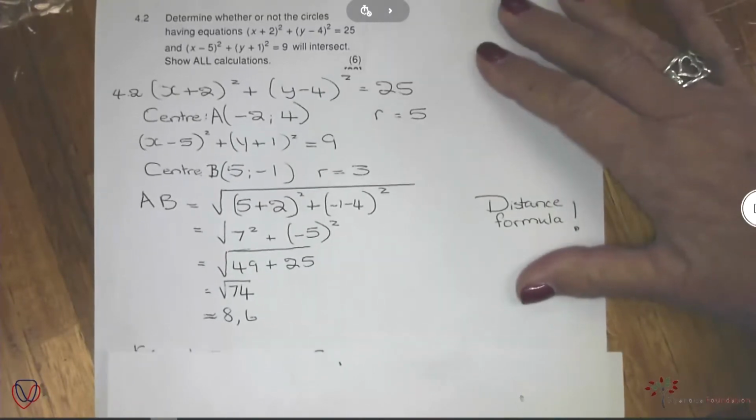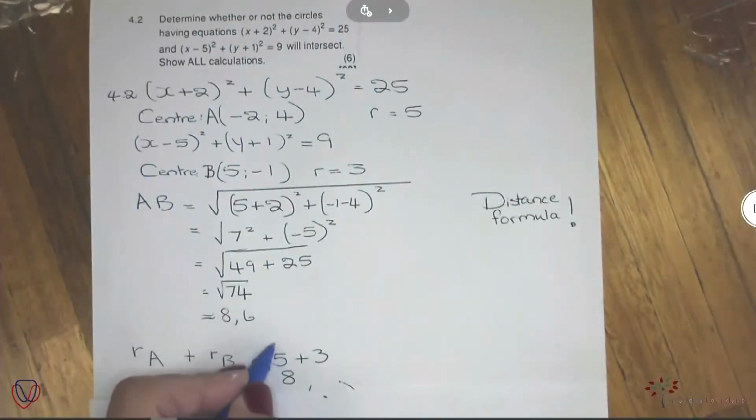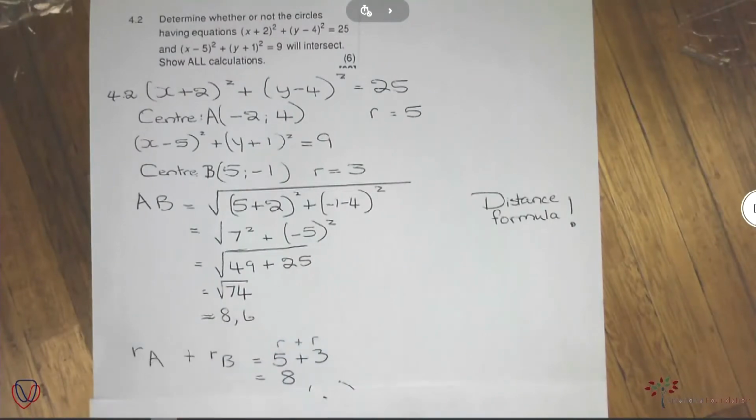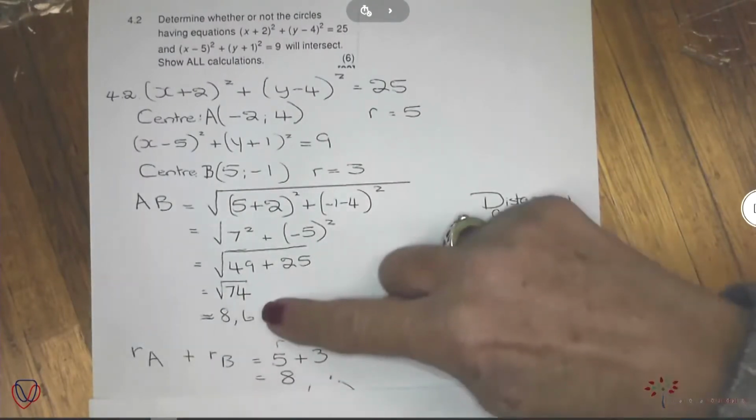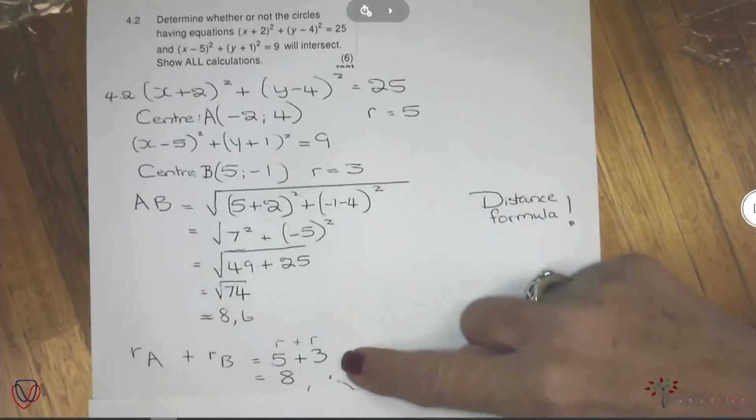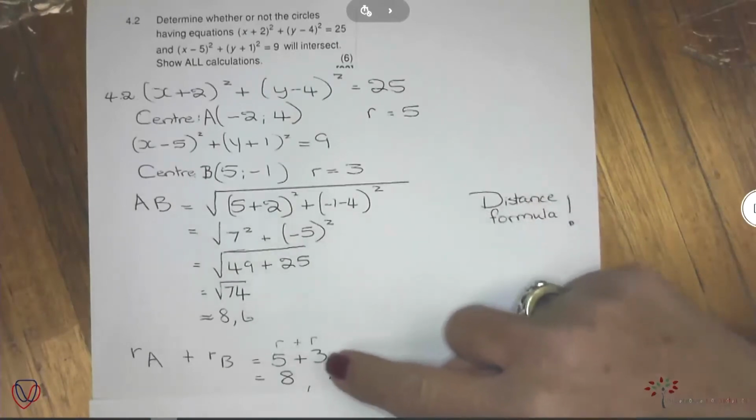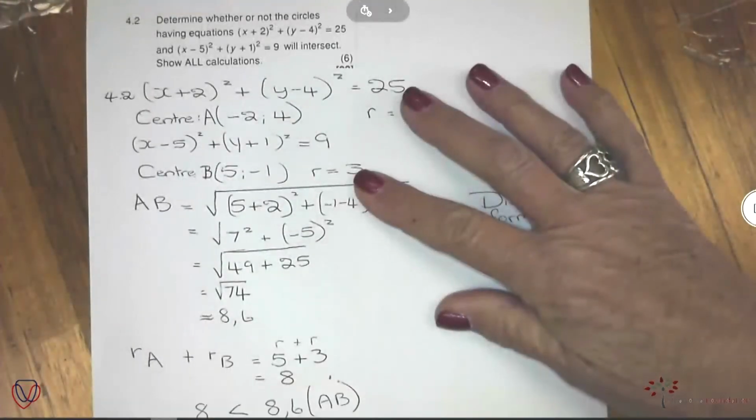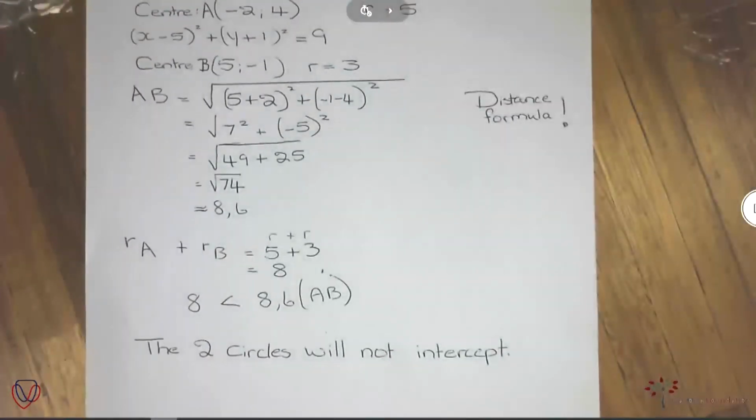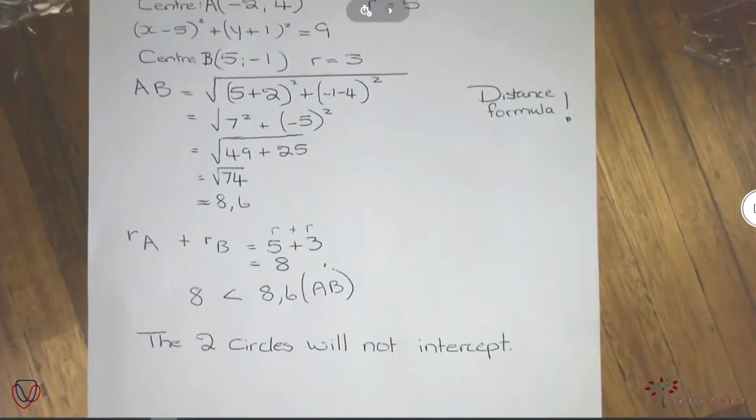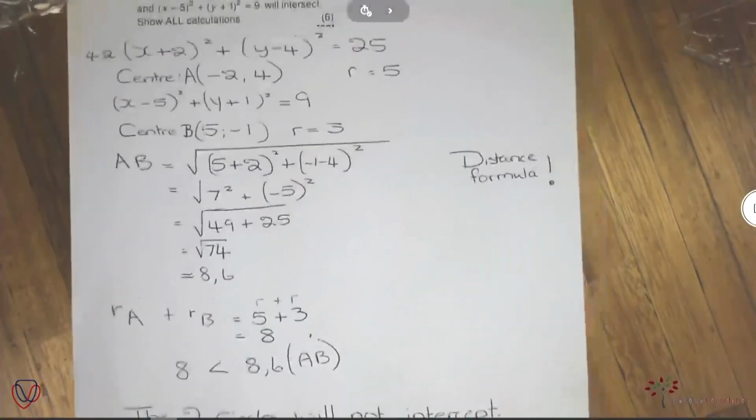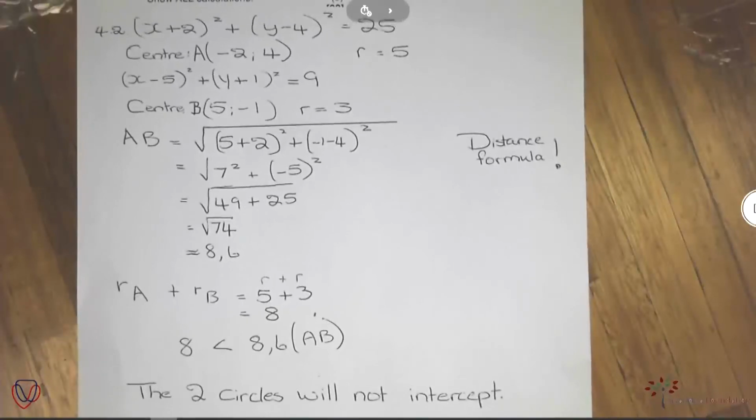And then I add the two radiuses, because the radius of the one is 5 and the radius of the other circle is 3. That was the distance between the two midpoints. These are the sum of the radii. Can you see that the distance between the circles are larger than the radii? Therefore, these two circles will not intersect one another. Just quickly, so that you remember, if you get something like that, you will know what to do. Thank you, people. Let's go on to our trigonometry.